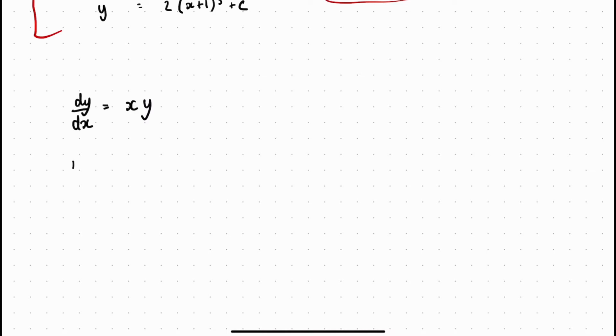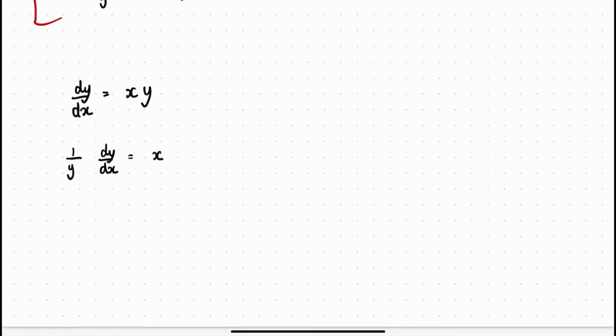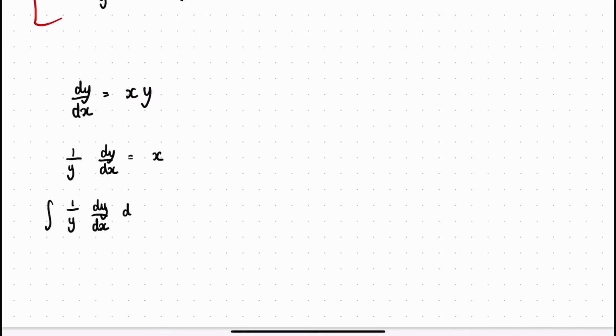So this would become 1 over y dy by dx is equal to x. And then when we integrate this with respect to x, this is what we get: the integral of 1 over y dy by dx with respect to x is equal to the integral of x with respect to x.